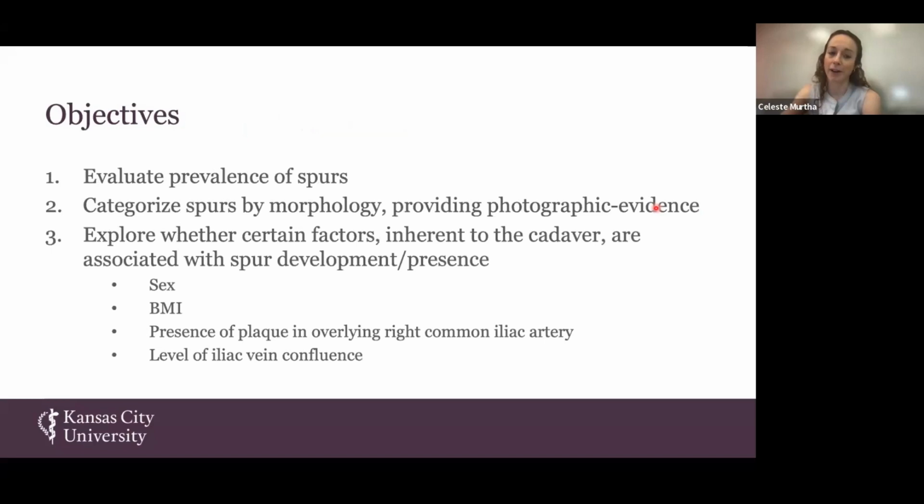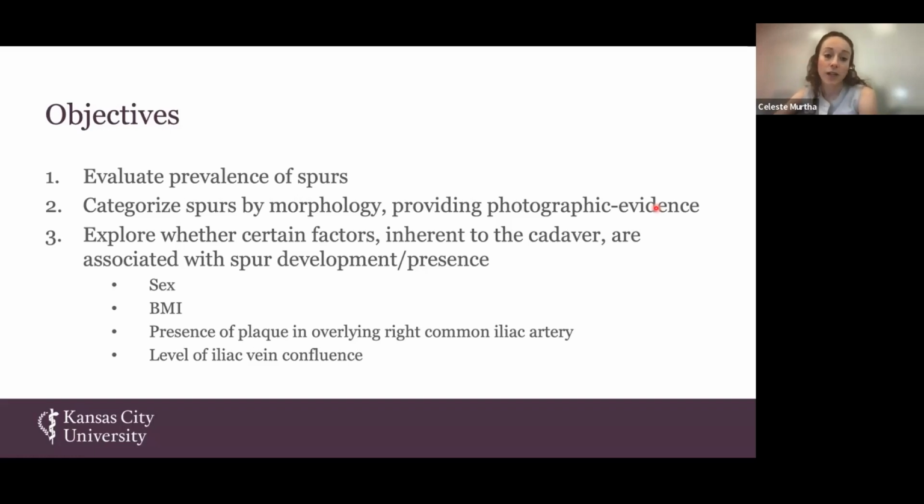So given all this background, my objectives were to evaluate the prevalence of spurs and compare that to prior researchers, to categorize spurs by morphology, and to take that one step further by providing photographic evidence of these spurs. In all of the literature review that I had done, there were very few high quality pictures showing gross anatomical pictures of the spurs, which I'm sure you can imagine based on how old some of the research is. So pictures from 1906 don't quite measure up to the type of pictures that we take today.